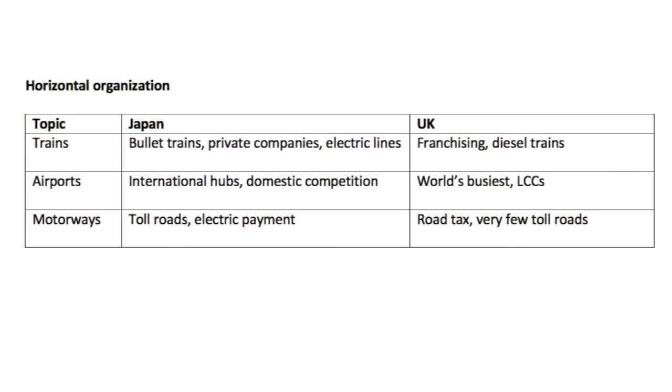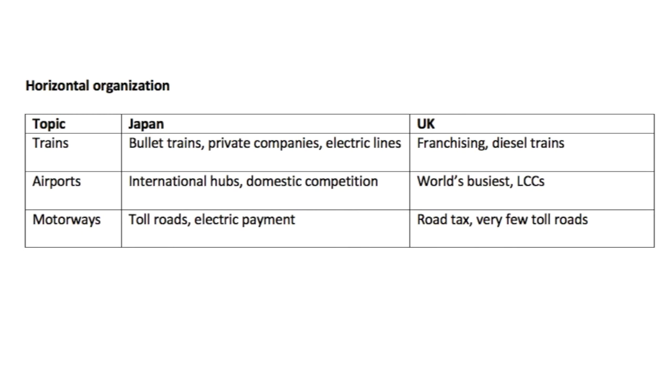There are two ways to organise such a report, horizontal and vertical. Let's look at horizontal first. It's called horizontal because it moves across from one topic to the next. Let's have a look. So here we have three topics, trains, airports and motorways. And we're comparing the three topics in two countries, Japan and the UK.